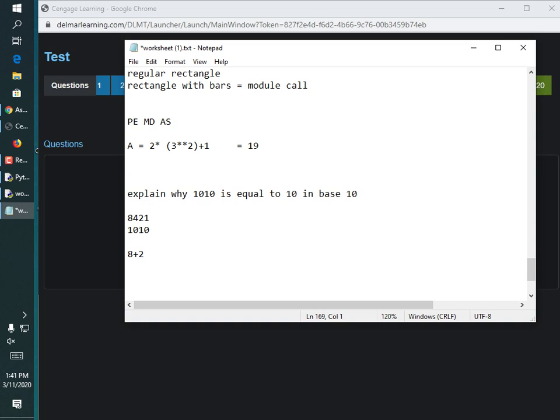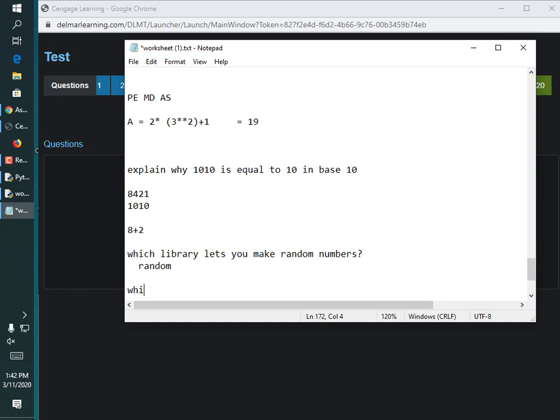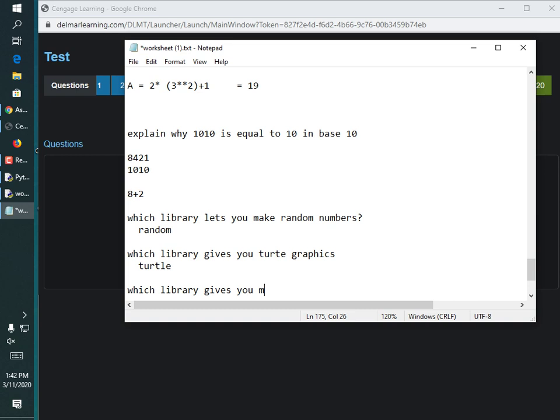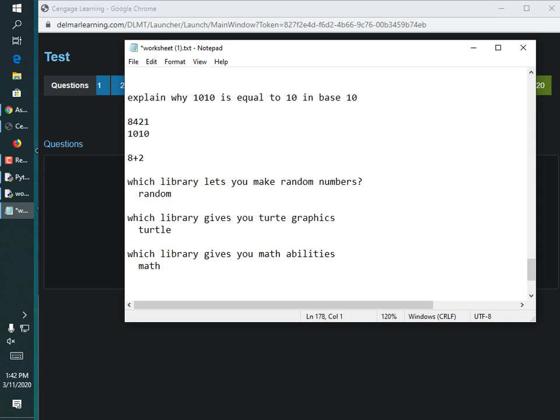I could ask dumb things like this just to give you free points. Which library lets you make random numbers? Random. Which library gives you turtle graphics? These would be free points. Turtle. Which library gives you math abilities? Math. You can get the value of pi from math, for example, if you want to do it exactly, but I'm not going to ask you for the syntax. I don't even know if we've covered it. So know how to write code.